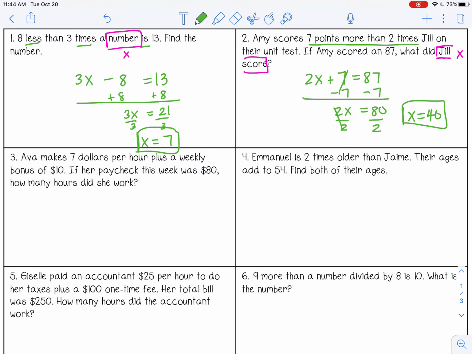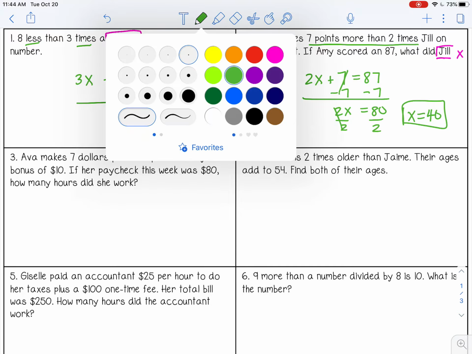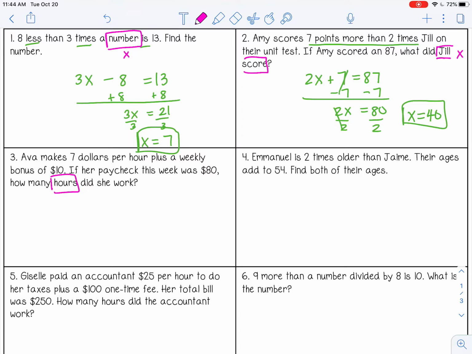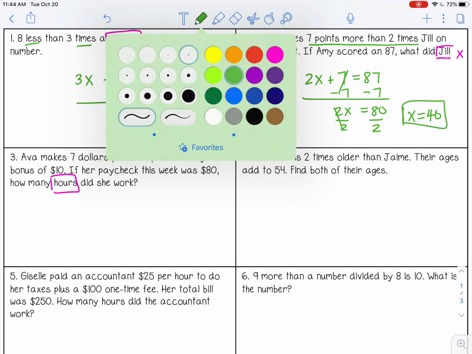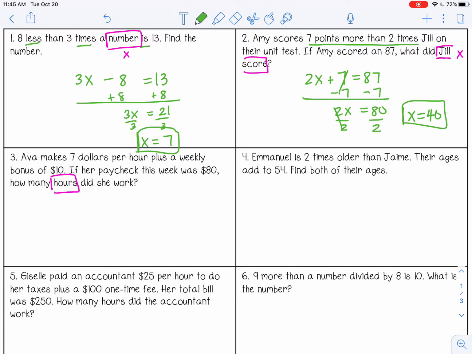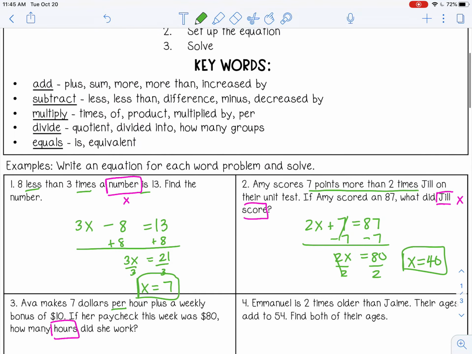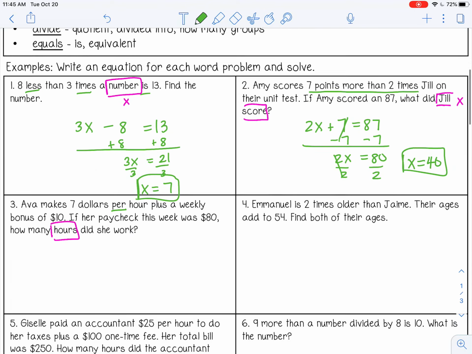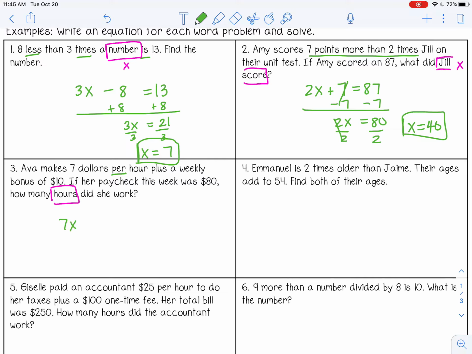All right, number 3. Ava makes $7 per hour weekly, plus a weekly bonus of $10. If her paycheck this week was $80, how many hours did she work? So our variable is going to be how many hours, the hours she worked. That's our x. Per is, let's go back up and look. Per is multiplied by. So 7 per hour, 7 times x, plus a weekly bonus of $10. So plus means exactly what it says, plus, you add. And her final paycheck was 80, so that's going to be what it's equal to.